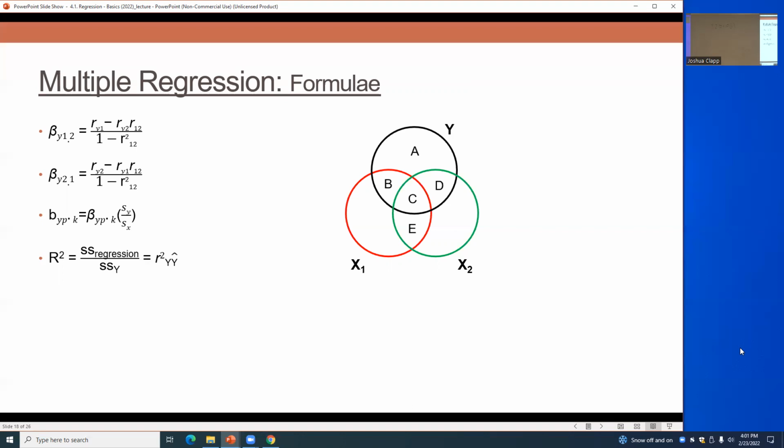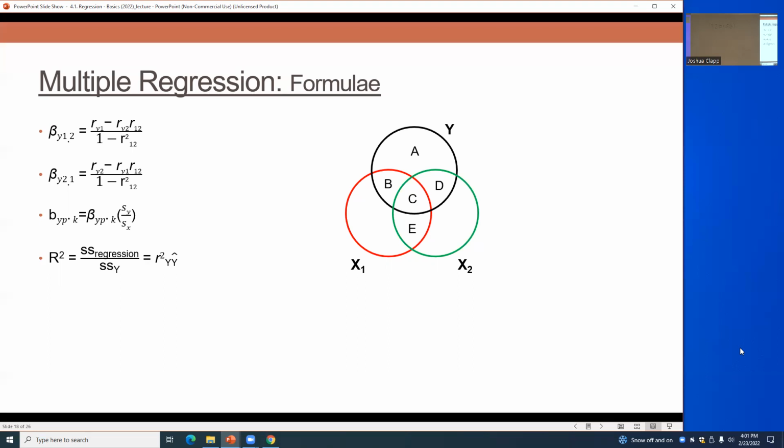correlation of X1 with Y minus the product of the correlation of X2 with Y times the correlation of X1 and X2, all over 1 minus the square of the correlation between X1 and X2, right? So you're starting to see how both the correlations of my predictors with my outcome and the correlations of predictors with each other play into calculating my standardized coefficient.